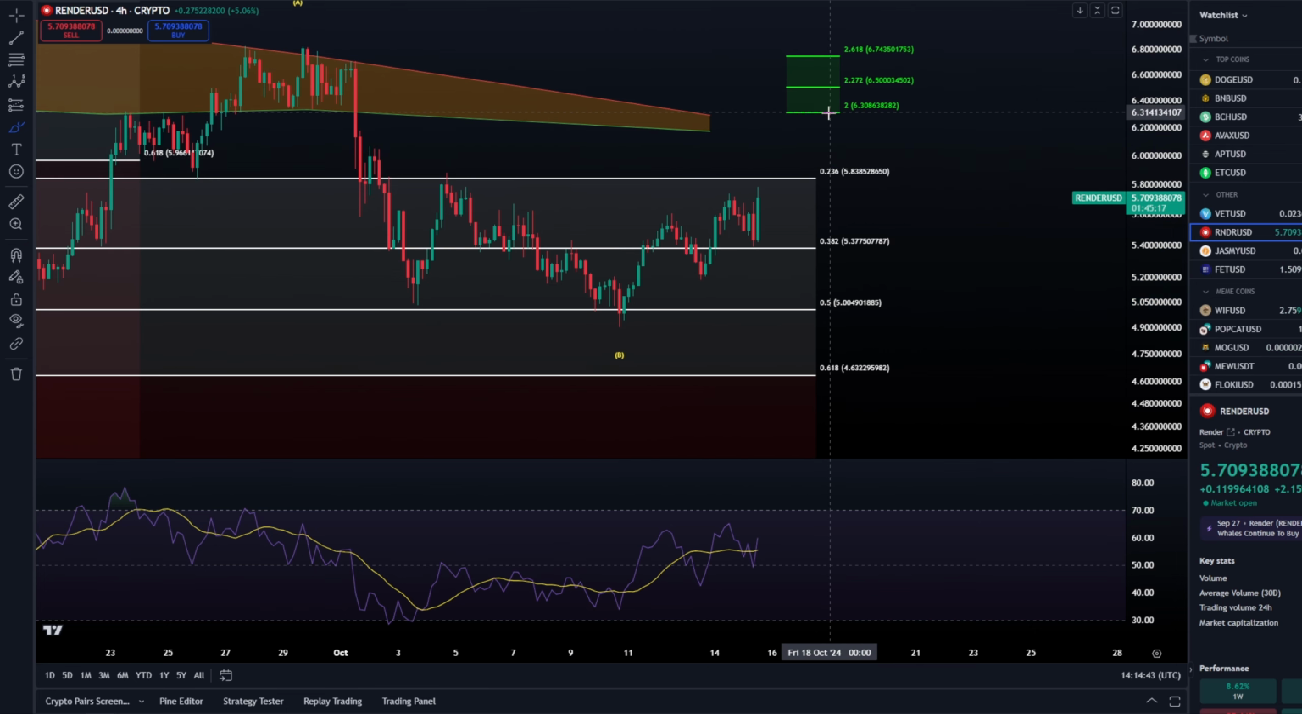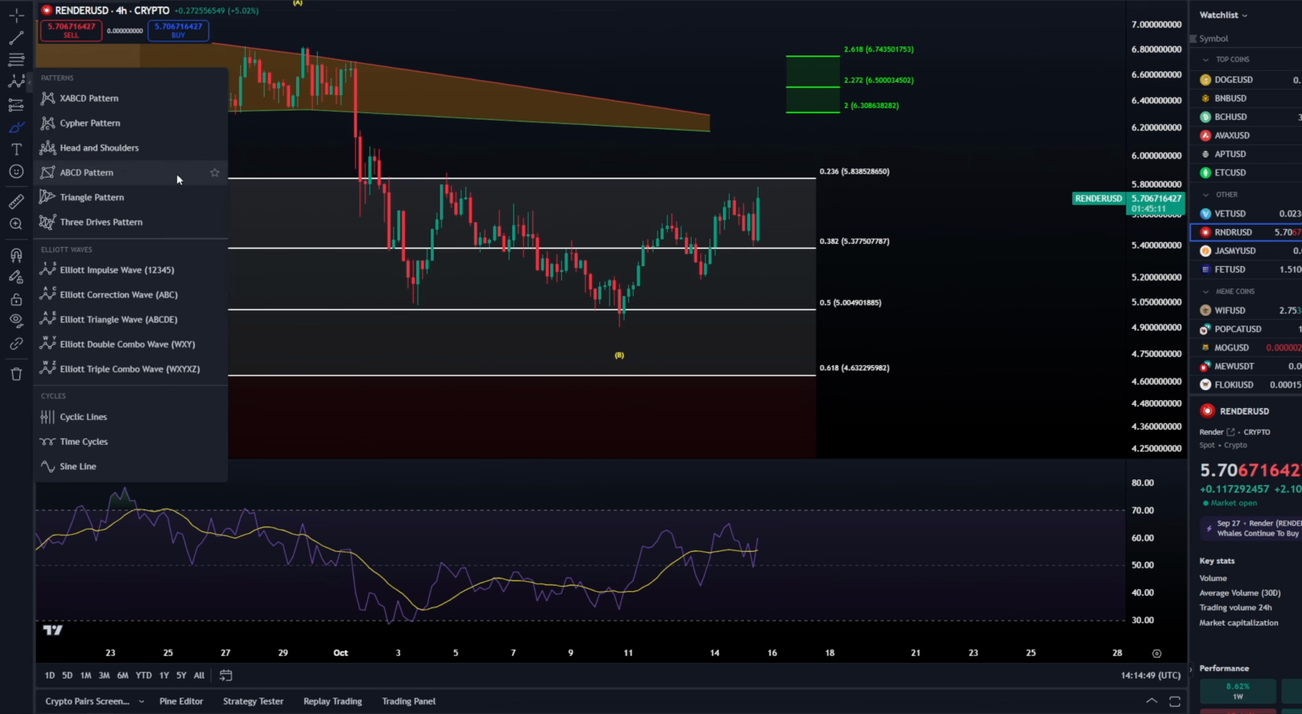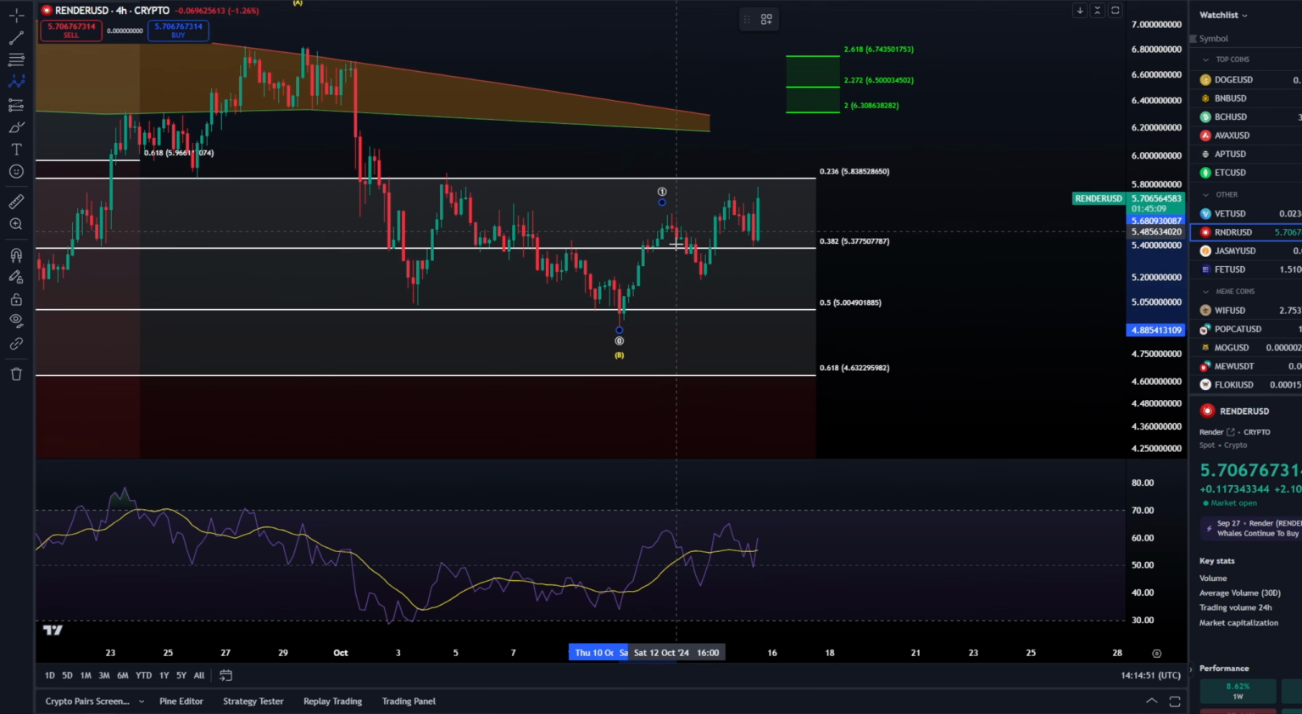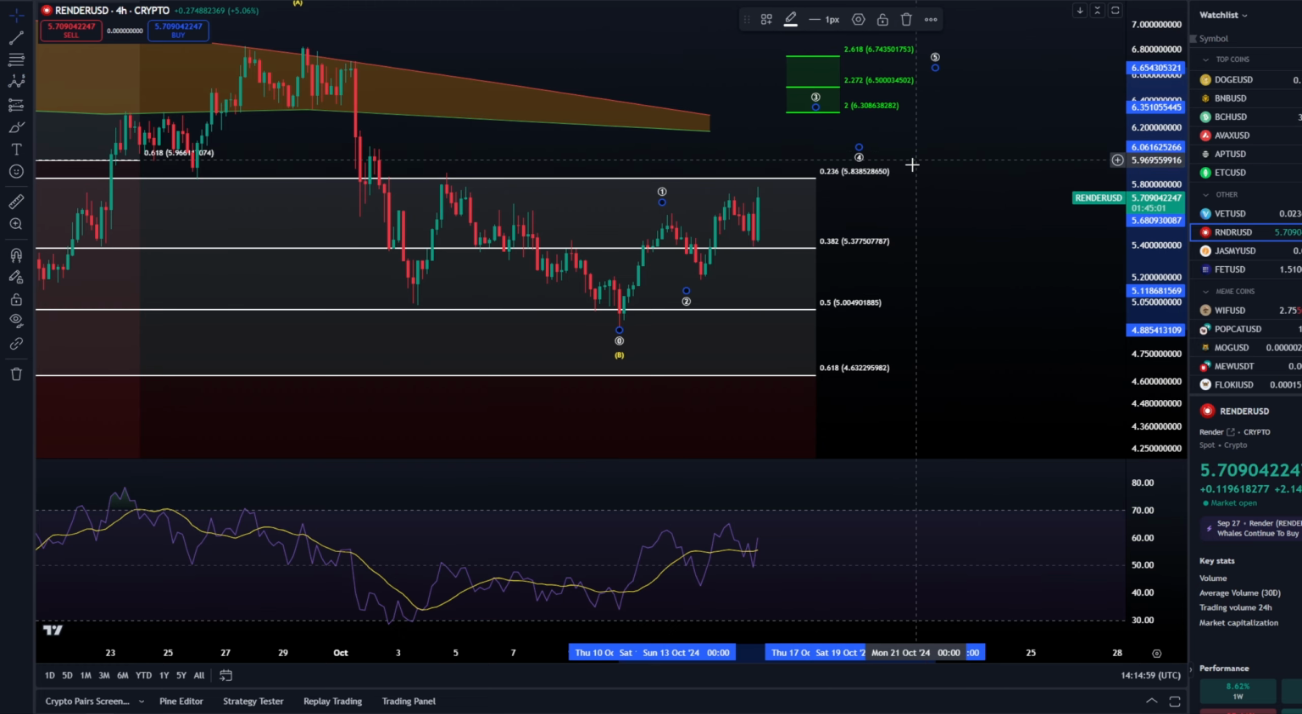And if it is, we should get to the 200% extension right here to form a third wave of the 1-2 setup right here. It naturally labeled this, so this was the 1-2 setup. Now we need a third wave, which should get to at least $6.30. Then we need a fourth wave move down and a fifth wave move up.